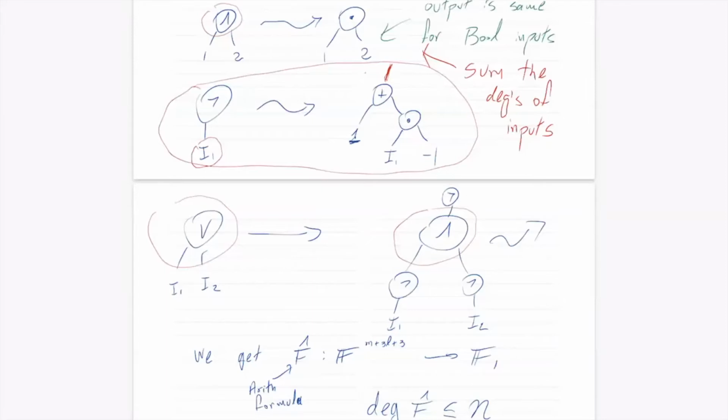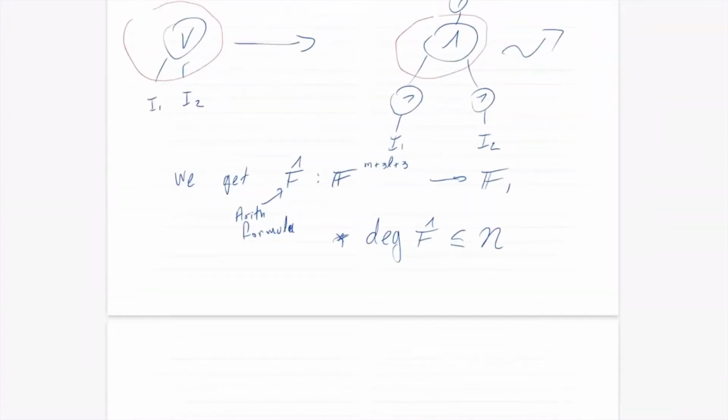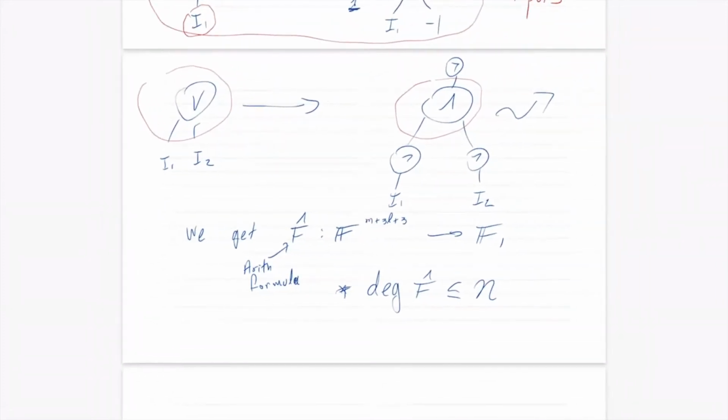Okay, so that's one thing that is important to note, that the degree of the new formula is polynomially bounded. It's bounded by n. There's another thing that I want to note here, which is that f hat can be easily evaluated at each point in polynomial time.